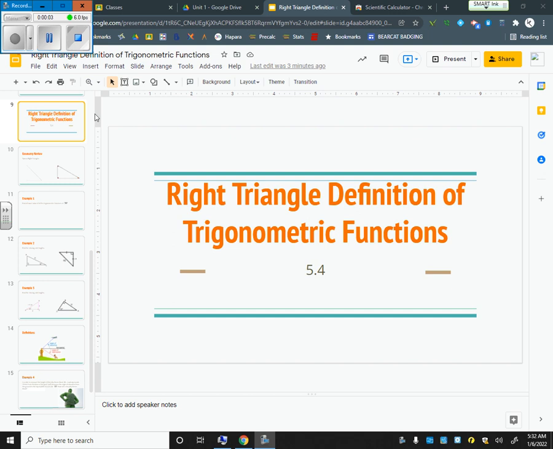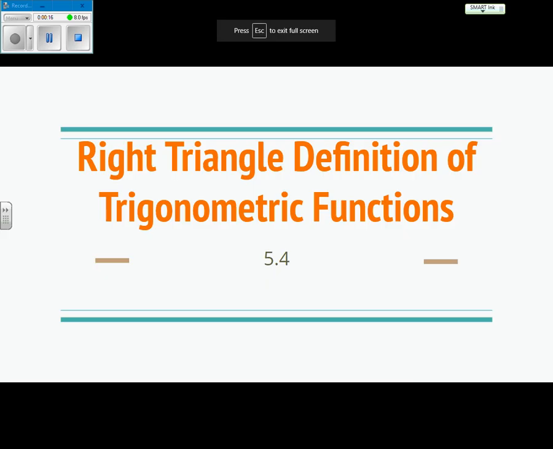Hey guys, I want to finish yesterday's lesson on the right triangle definition of trigonometric functions. Yesterday we learned the idea of SOHCAHTOA. That was really helpful. Maybe we need to put that up here somewhere so we can have it handy today. Maybe it won't be in the way right there. And I want to take this idea of SOHCAHTOA a little bit further, which we'll need for trigonometry and pre-calc B this semester.